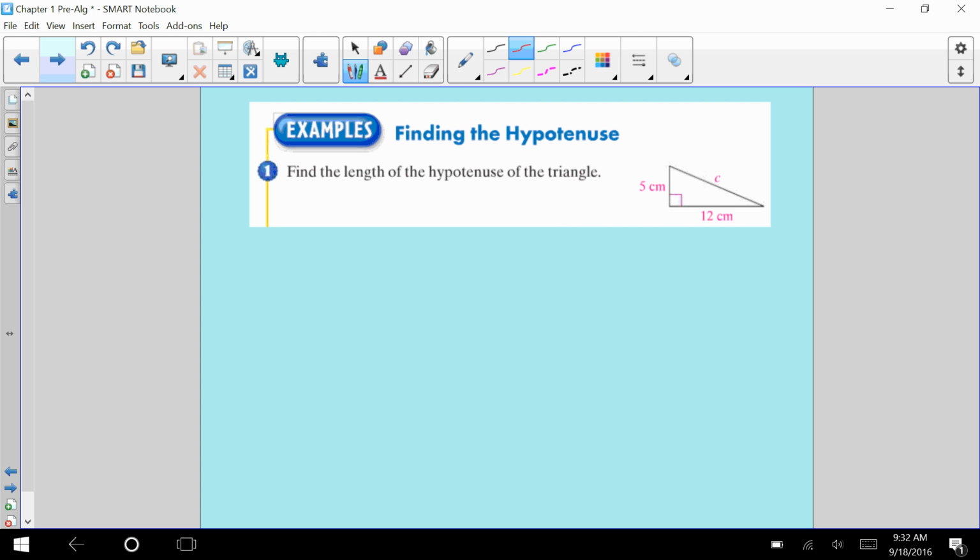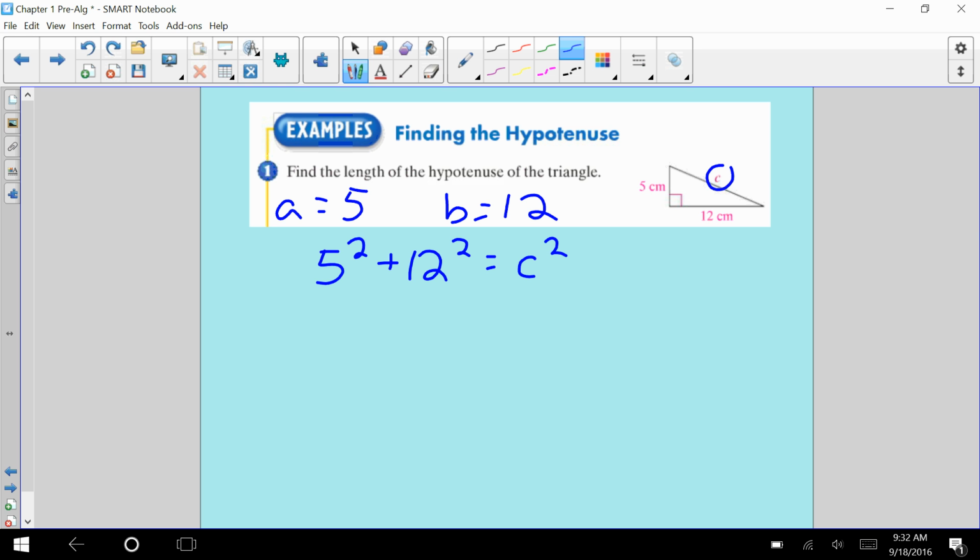So we're going to find a hypotenuse. We're missing side C, you'll see over here. 5 and 12 are our two legs. So it doesn't matter which one's A and B. I'm going to say A is 5 and B is 12. We're going to plug those into our Pythagorean theorem. A squared, so 5 squared, plus 12 squared, which is b squared, equals c squared. Since we don't know what c is, that's what we're solving for.